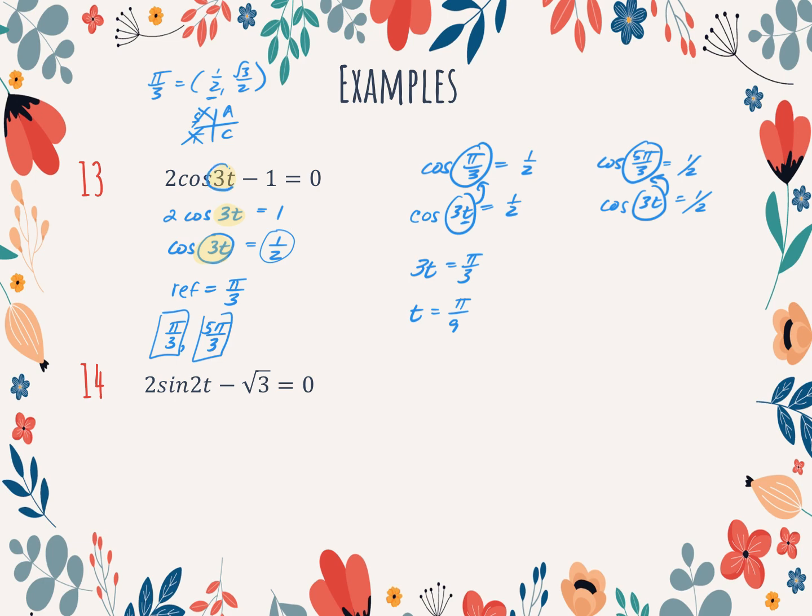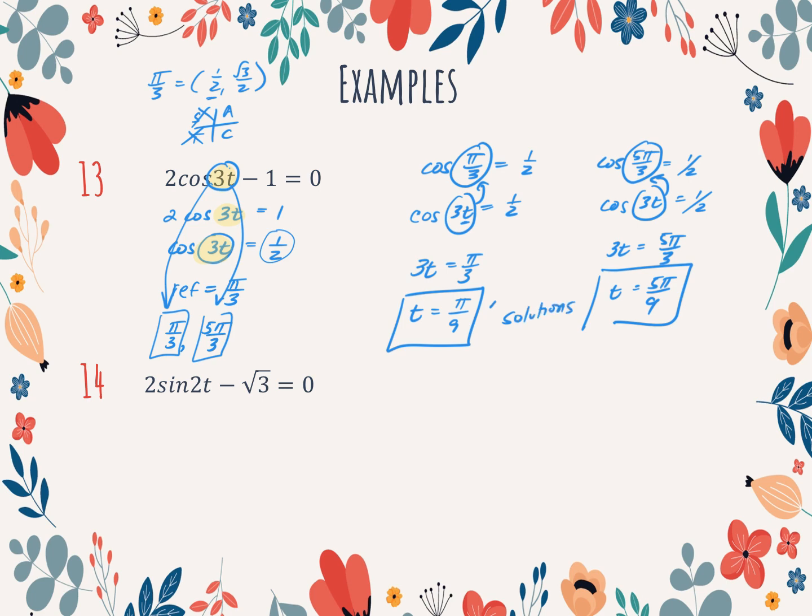3t together represents these two angles. I just need to figure out what t is. So t is pi over 9 in the first problem, and then again here I know 3t has to equal 5 pi over 3, so t has to be 5 pi over 9, and that's my second value. So these are my solutions for t. I hope that makes sense.